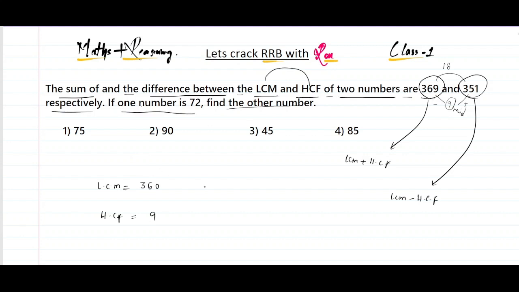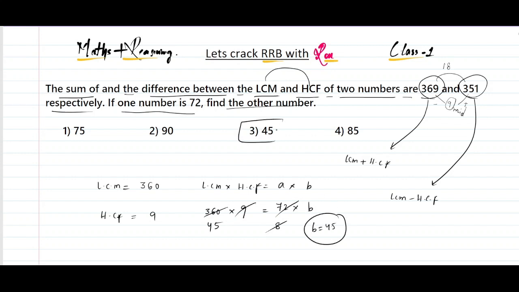You already know the formula. LCM multiplied by HCF equals one number, let's say A, multiplied by the other number. Here we have LCM which is 360, HCF 9, and one number, let's take 72, and we need to find the other number. Simply 9 8s are 72, 8 4s are 32 and 40, 8 5s are 45. So B equals 45. Our other number is 45, which is option number 3 here.